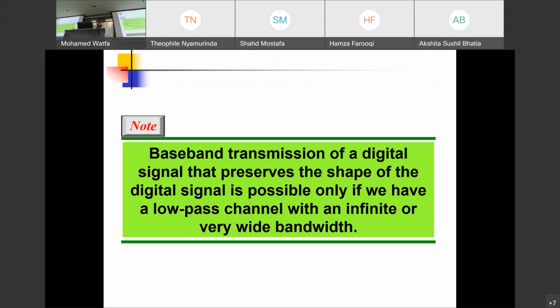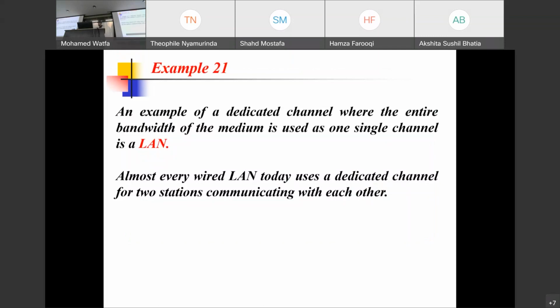So we need to preserve the shape of the digital signal if possible, using a low pass channel with a very high bandwidth. Of course, if I have a very wide bandwidth, I will typically preserve the signal itself. An example is a local area network, which has a dedicated channel for each station, and that's considered a very wide bandwidth. What does that mean? Meaning we usually preserve the signal quality and conditions.